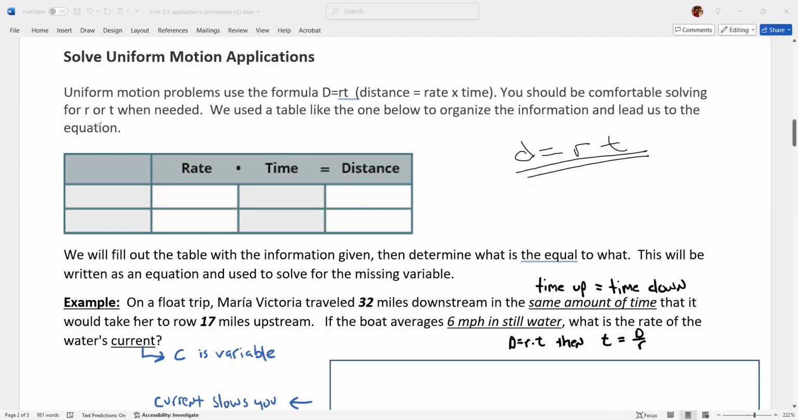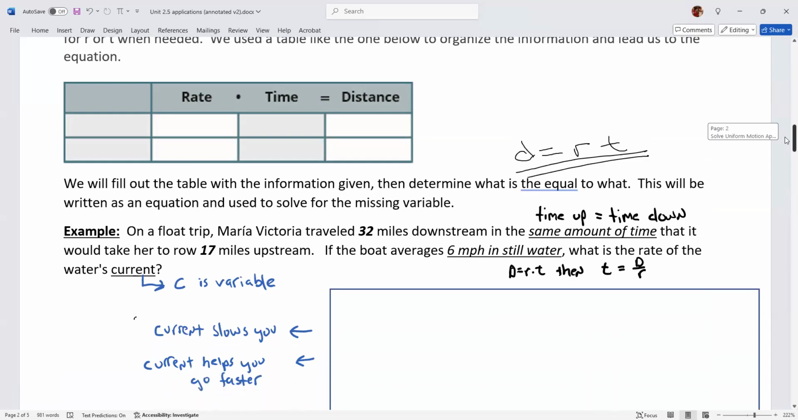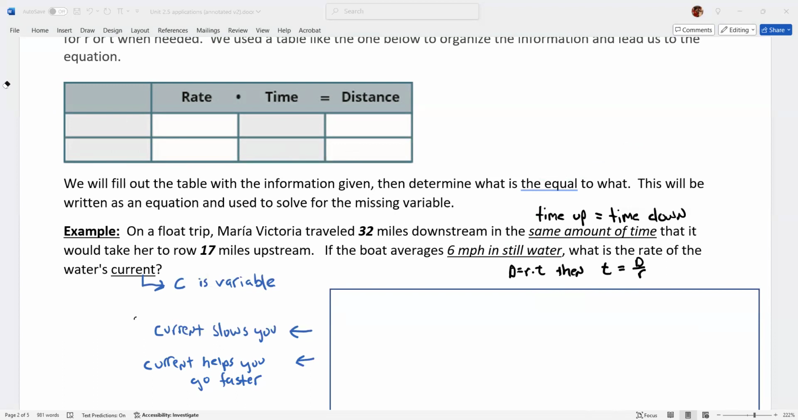Okay, and so when you read the problem, you are going to go through it and fill out the information. So let's carefully read this problem and make sure that we understand exactly what we've been given and what it is that we have to figure out. Okay, so let me go ahead and erase, just clean this up a little bit. Okay, so on a float trip, Maria Victoria traveled 32 miles downstream. Okay. So we're going to have a downstream, and you can see in the same amount of time that would take her to row 17 miles upstream.